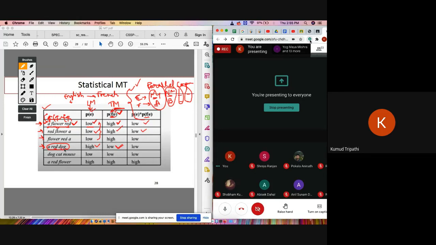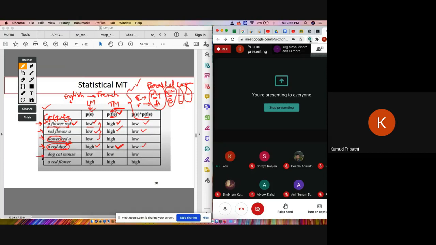It is low because you are having a different word here, dog. Till that time, we had these three words, and for these three words, we have corresponding French words. But right now, we are trying to relate the French of flower with dog, which is not going to be the same. For that reason, the probability is low here. And when you multiply low probability and high probability, the probability is going to be low.